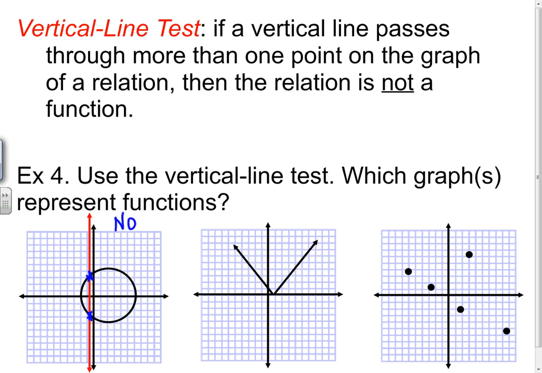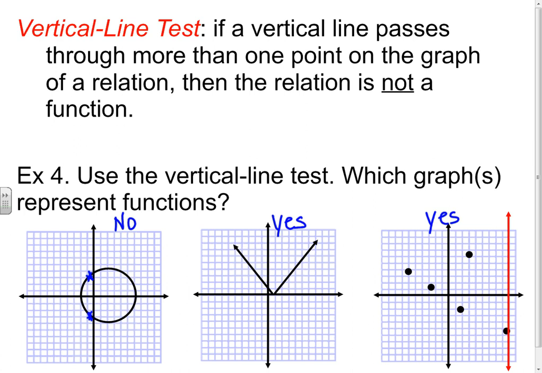We'll look to make sure it passes. So if I take that same vertical line and I start passing it through the second picture, at no time through that passing does it touch more than once, so this is a yes. That passes the vertical line test. It is a function. And the last one also passes the vertical line test.